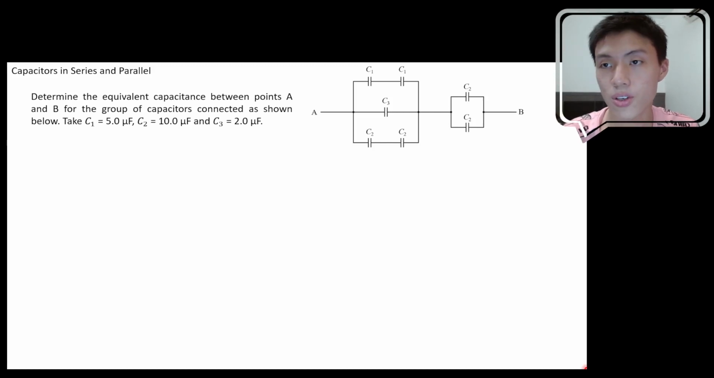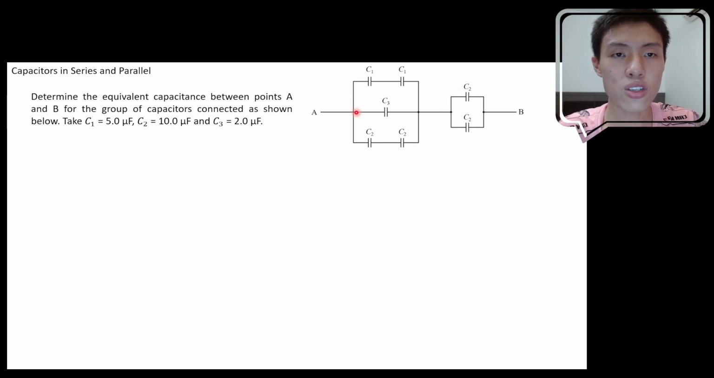Let's try to solve this question here. Determine the equivalent capacitance between point A and B for the group of capacitors connected as shown below. So take C1 equal to 5 microfarad, C2 equal to 10 microfarad, and C3 equal to 2 microfarad. Equivalent capacitance means, if you replace it with one single capacitance, what will be the capacitance?